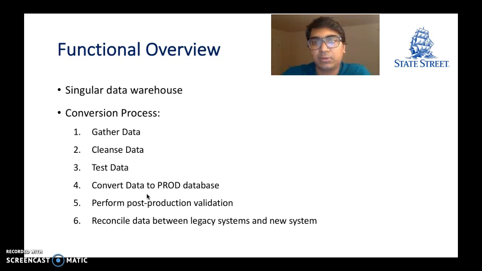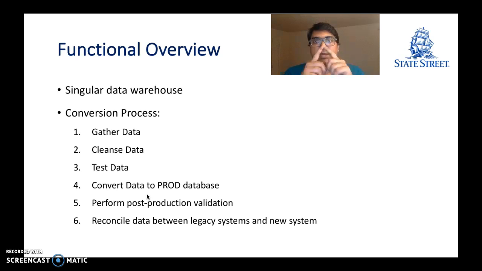Okay. Now, moving to the functional overview. What exactly are we trying to accomplish here in terms of our project functionally? Before we get into the technical details, let's have a look at the functional aspects of the project. So, based on the previous slide, I said it's going to be a data migration project, data conversion project. So, what exactly are we moving data from, and where exactly are we moving it to?